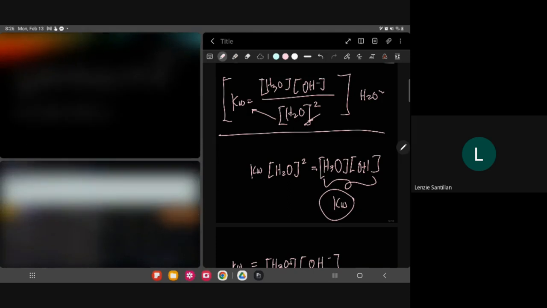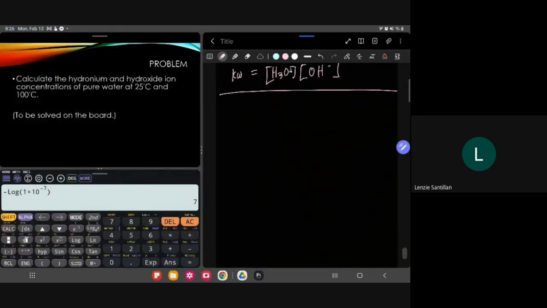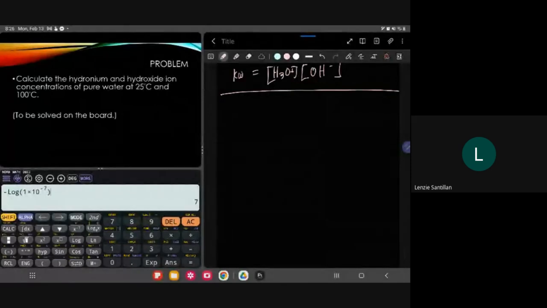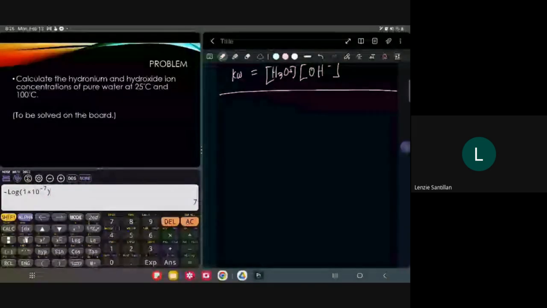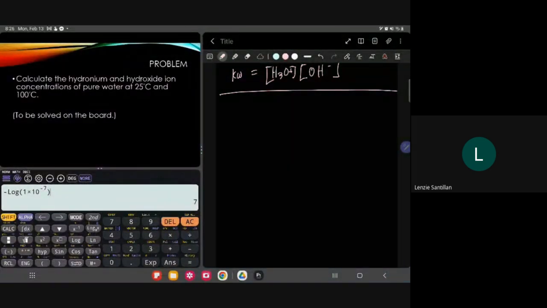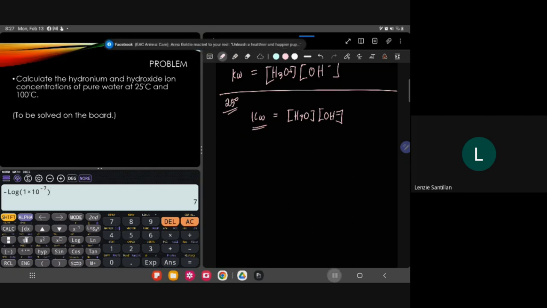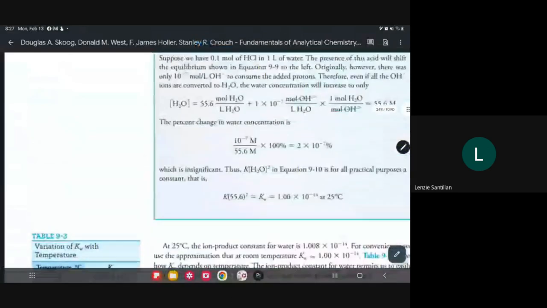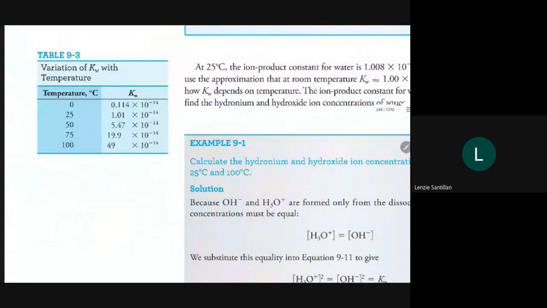Okay, so we have a sample computation on this one. You can compute with me. Aga-aga, pinagpo-problema ko kayo. Calculate the hydronium and hydroxide ion concentration of pure water at 25 degrees Celsius and 100. So, ang formula natin is Kw is equivalent to H3O times OH minus. At 25 degrees Celsius, I think you have already computed for that one. Ang given Kw, kapag binalikan ninyo yung table dun sa book, is 1.01 times 10 raised to negative 14.